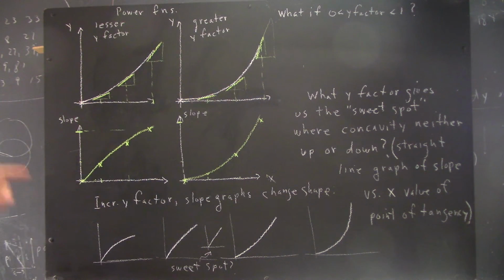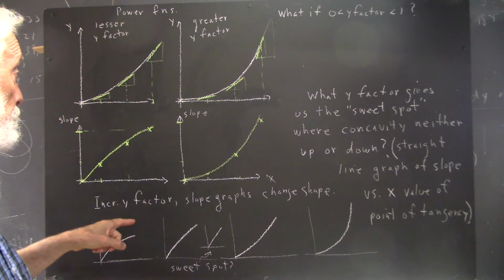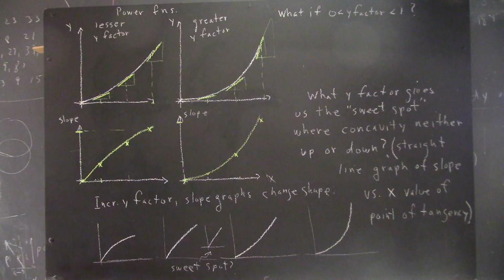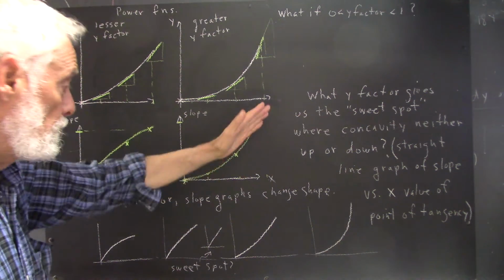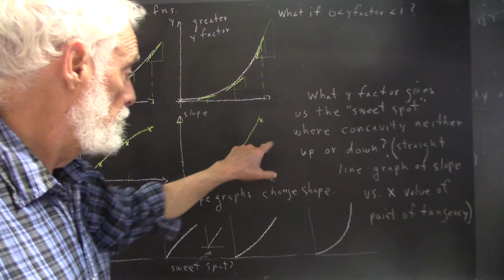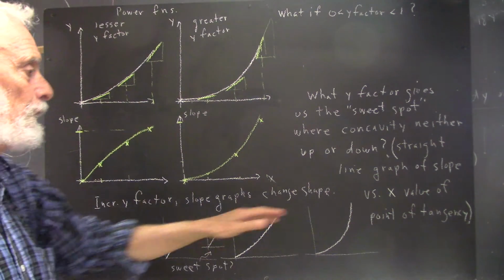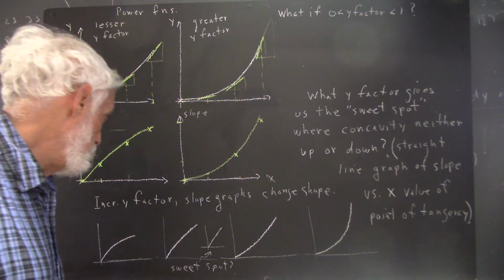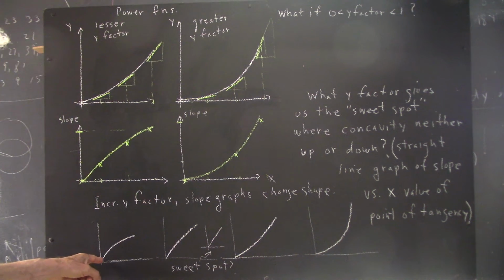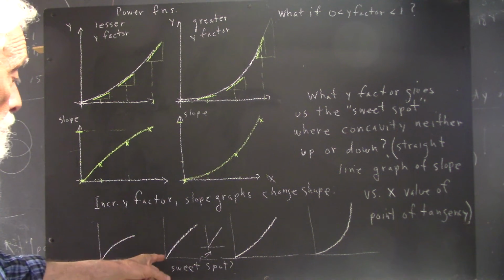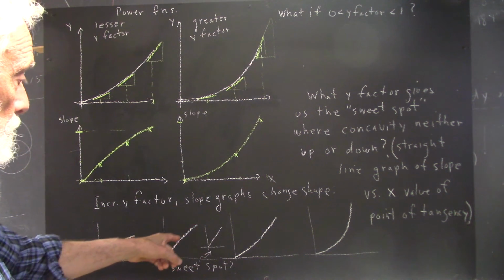So as we increase the y factor, our slope graphs change shape. We go from this shape to this shape. So here we have this shape, here we have this shape, and what happens at the intermediate values of the y factor? Well, we have a significant downward concavity here. Here we have only a little bit of downward concavity.